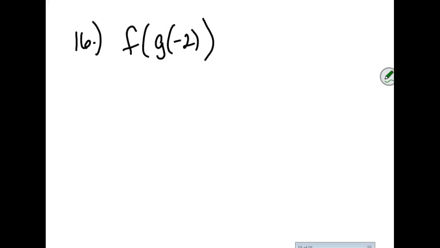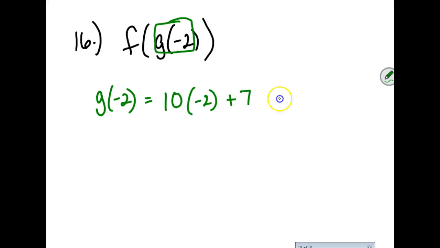16. So question number 16 is a composition question, and it's f of g of negative 2. When you compose a function into a function, what you do is you start on the inside of that composition question. So you start by finding g of negative 2. Remember, function g was 10x plus 7, I believe. So 10 times negative 2 plus 7.